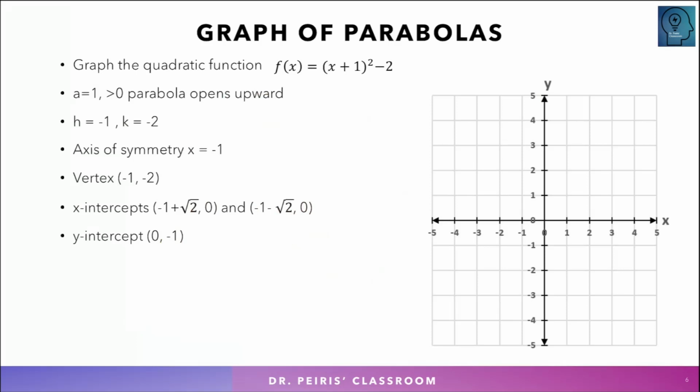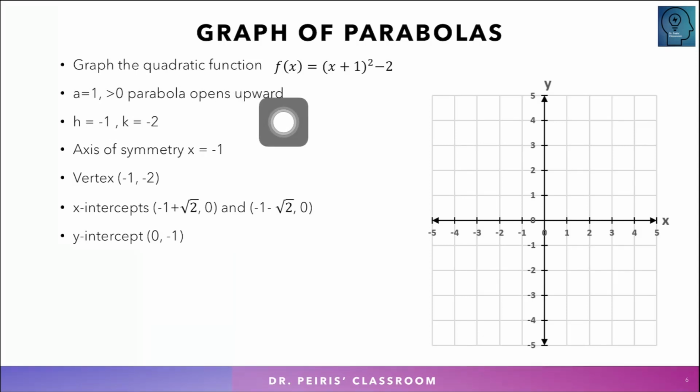Now let's see how we graph the parabola. The first thing is to understand whether the parabola is going to open up or down. That depends on the value of a. If a is greater than 0, the parabola opens upward. Looking at the given quadratic function, a is equal to 1, which is greater than 0, so the parabola opens upward.